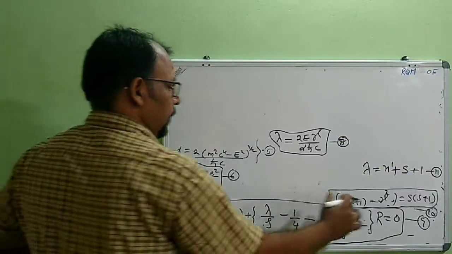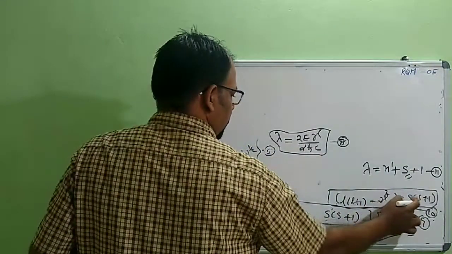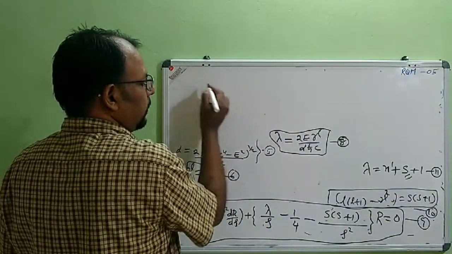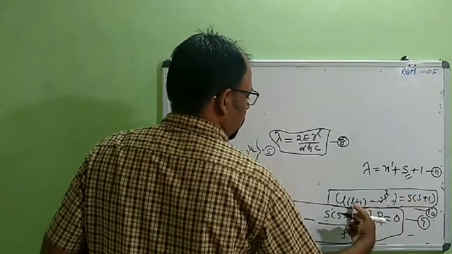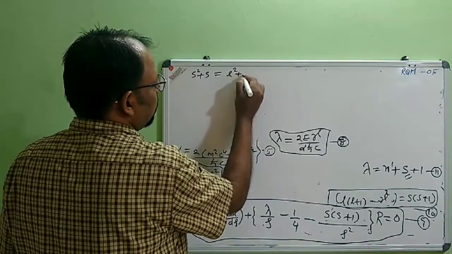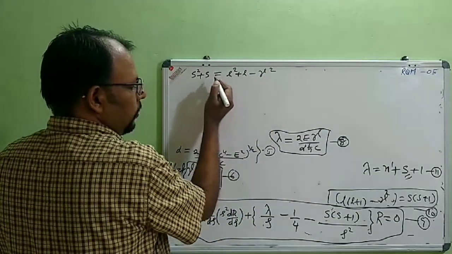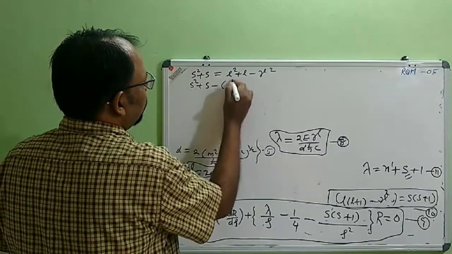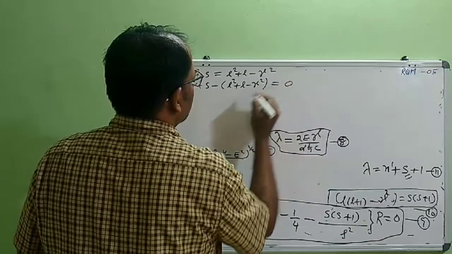Now we obtain the value of lambda. For that we require the value of s. From equation 10 we can find the value of s. Taking equation 10, s into s plus 1, we can write s square plus s equal to L into L plus 1 minus gamma square, that is L square plus L minus gamma square. Taking all these terms to the left hand side, s square plus s minus of L square plus L minus gamma square is equal to 0.